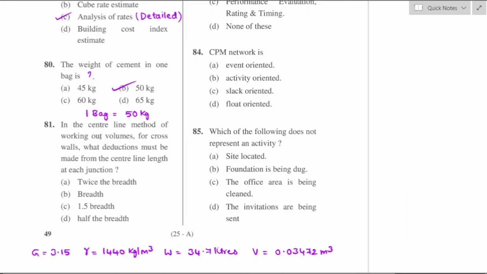Question number 81. In the centerline method of working out the volumes for cross wall, the wall deduction must be made from the centerline length at each junction. So at each junction, it should be deducted by half the breadth. Option D is the right answer.